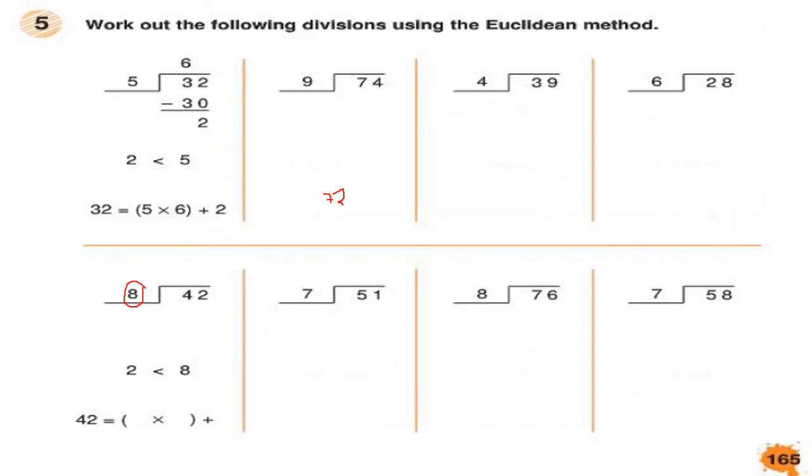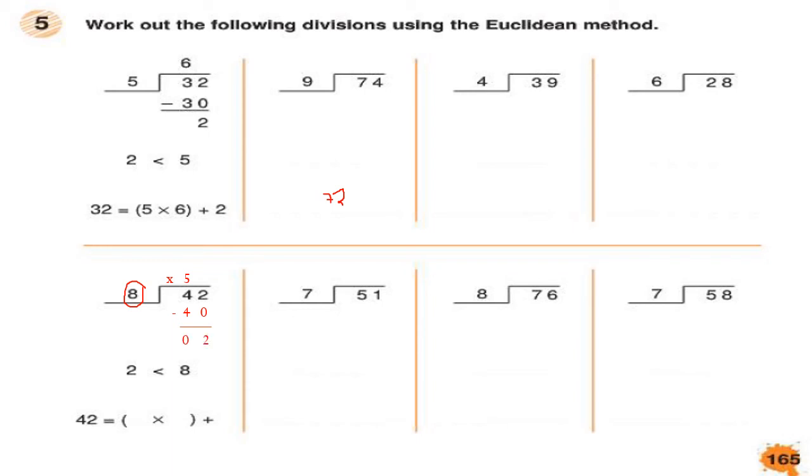Now we have question number 5. Work out the following division using the Euclidean method. You want to solve the division, then write the Euclidean writing. Let's start here. How should I solve? We start: 8 times what gives 42? No number, the nearest to it but smaller than it, we have 8 times 5 equals 40. So I put here 8 times 5, 40. After that, what should I do? We subtract now. 2 minus 0, 2.